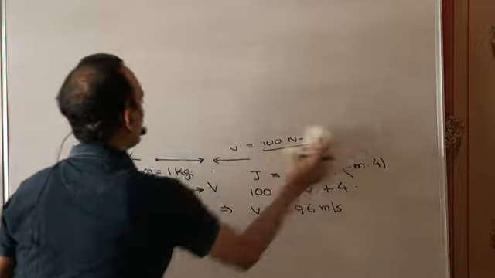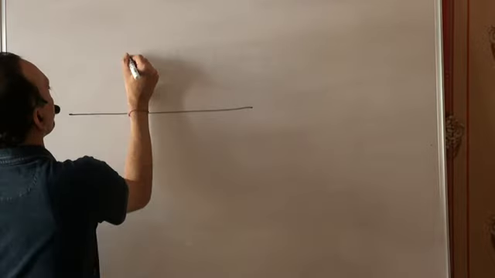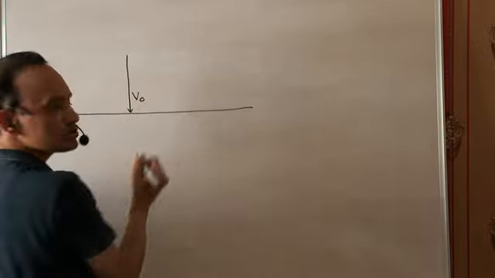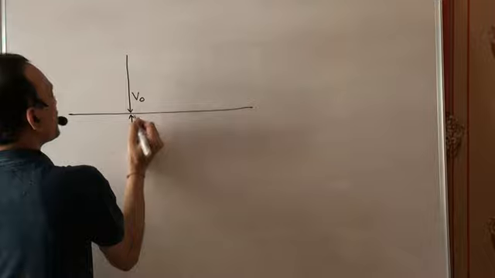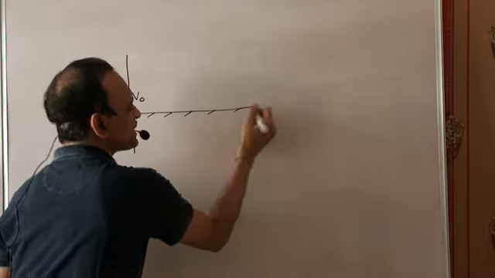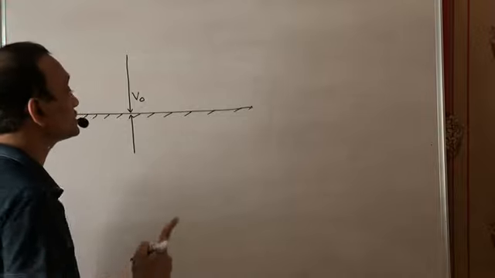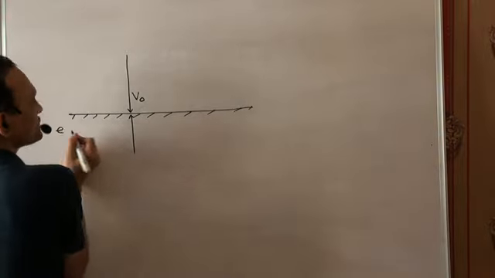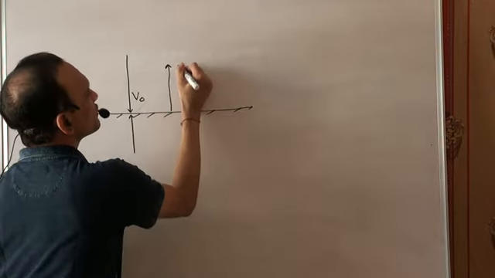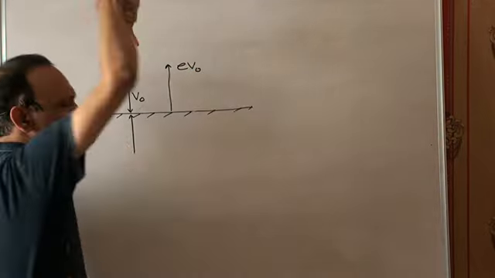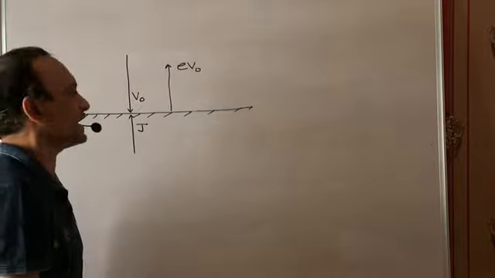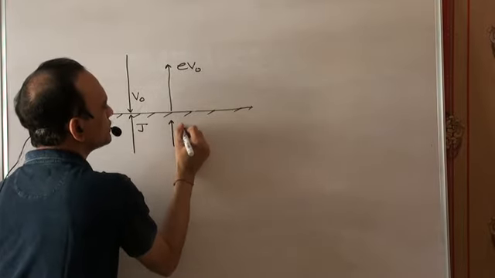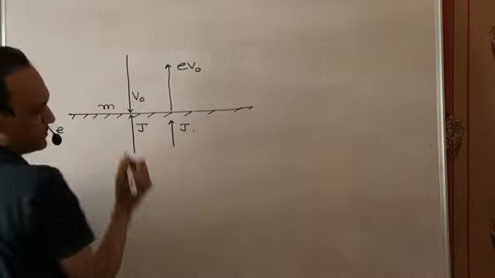Now suppose there is a particle that strikes the earth with a velocity v naught. Very clearly, it will undergo a collision with the earth, which is fixed. As we have learnt in collisions, if e is the coefficient of restitution, the particle will rebound with a velocity e v naught. When the particle hits the earth downwards, the earth will exert on the particle a linear impulse J like this. Let's say m is the mass of the particle.